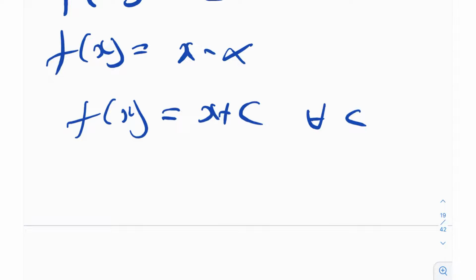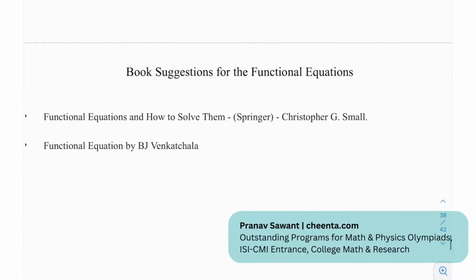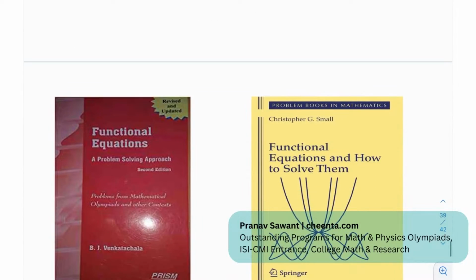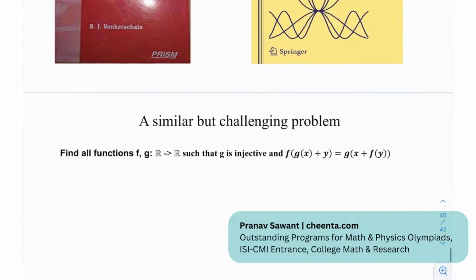Okay, so I really hope you enjoyed that. Great. So we have certain book suggestions: Functional Equations: How to Solve Them by Christopher G. Small, and Functional Equations by B.J. Venkatachala. Both are really great books.